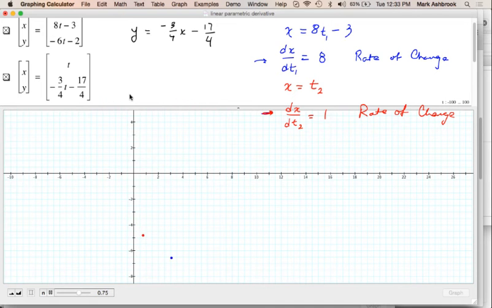So if t is all real numbers, both versions give you all the points on the line. It's just that they do it very differently. So there are different functions that give the same locus of points. And so this is now using derivatives to kind of talk about that.